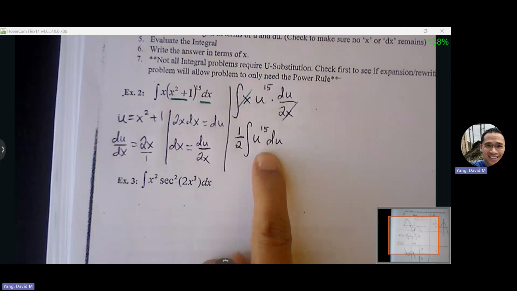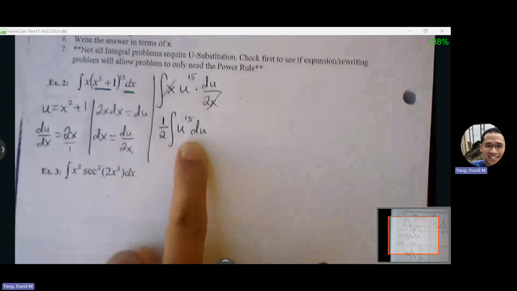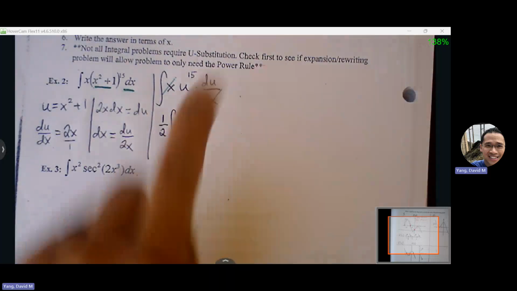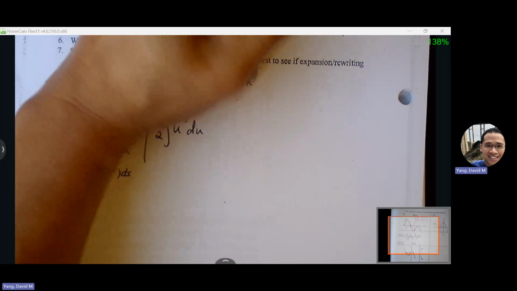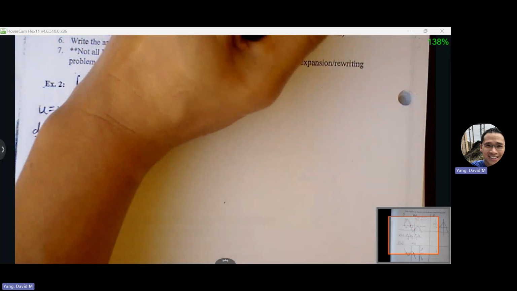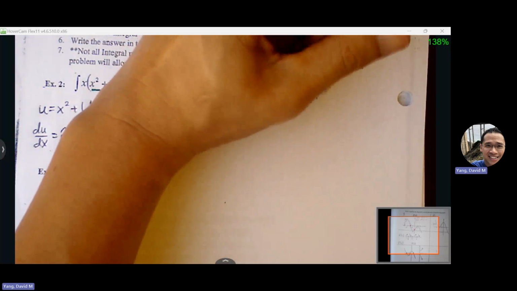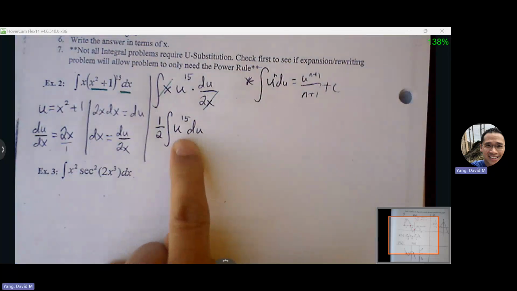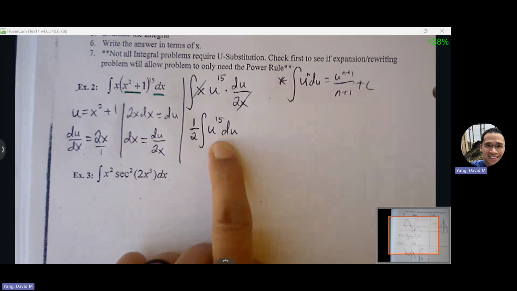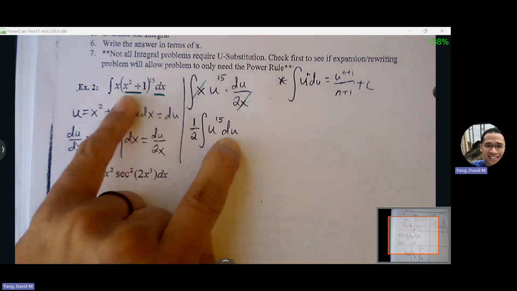So this, we have a nice match, right? We have a rule that can handle this. This is the power rule. The rule is the integral of u to the n du is u to the n plus 1 over n plus 1 plus c. So whatever we're dealing with here should look easier than the problem that we started with.